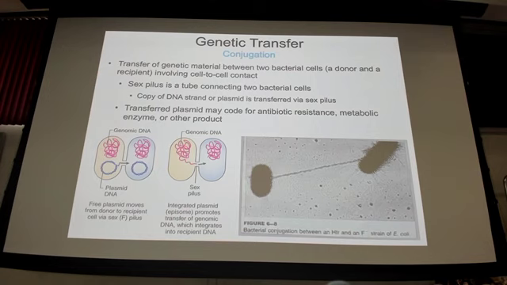And what is going on in that tube is that you are transmitting either a plasmid, like you can see on the left, or pieces of the actual bacterial chromosome going across that sex pilus. Eventually, if that piece of acquired genetic material integrates into the recipient's genome, that would be recombination.